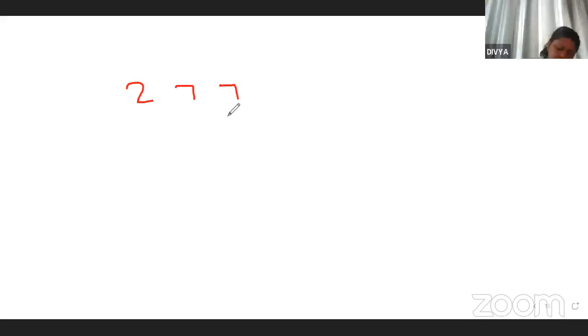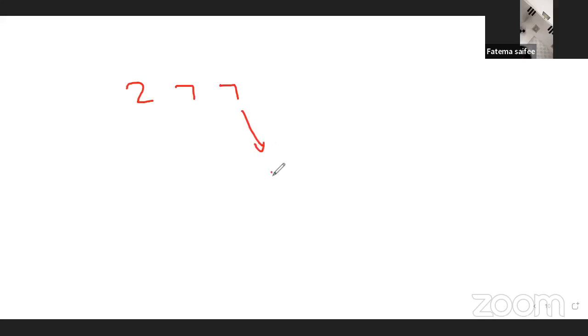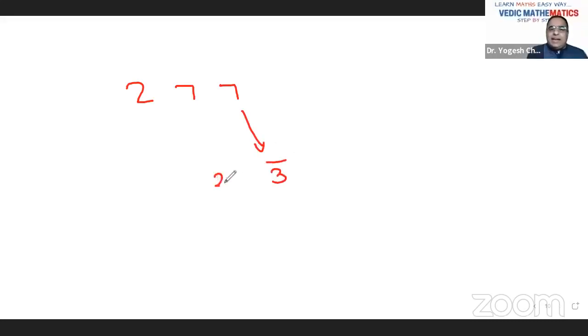Now take another question: 2, 7, 7. Yes, Divya, can you solve now? Fatima? R3, then 3, 2 bar, 3 bar. So first is 3 bar, then 2 bar, 2 bar, and here it is 3. Now why? Because first you applied R1, here you applied R2B, and then you applied R2A.